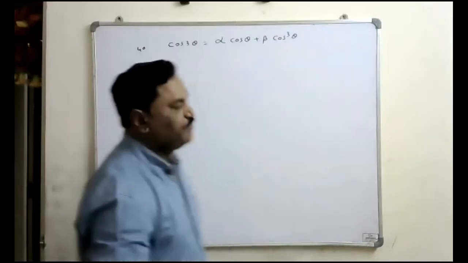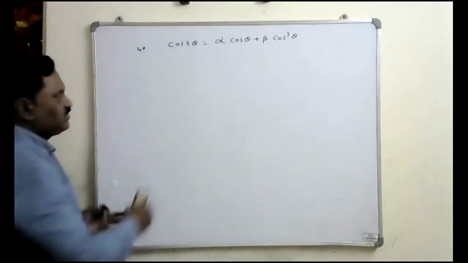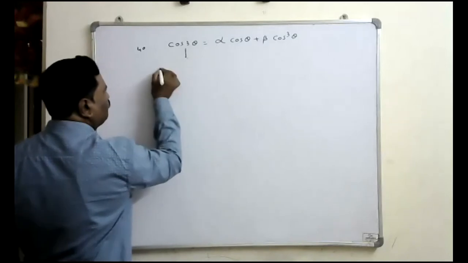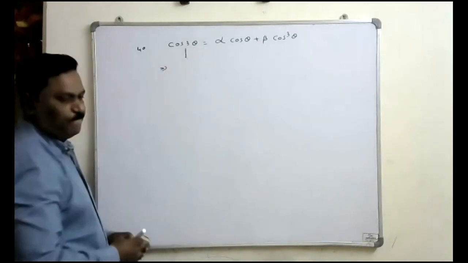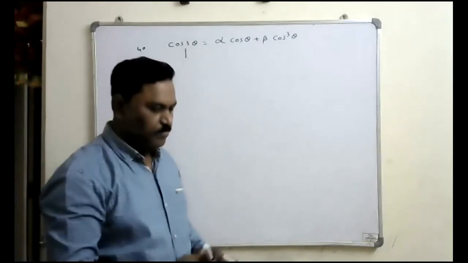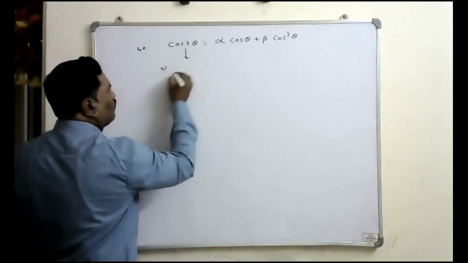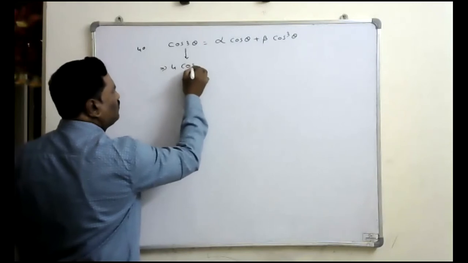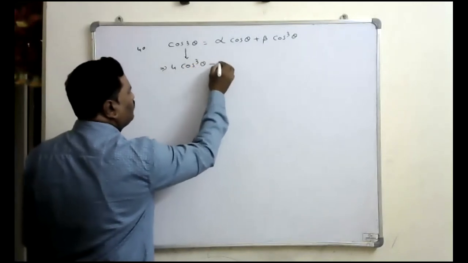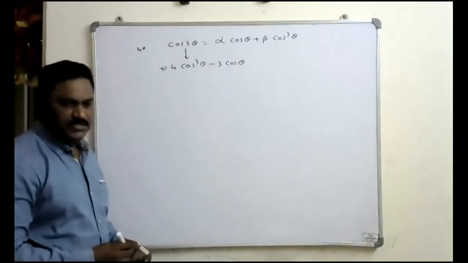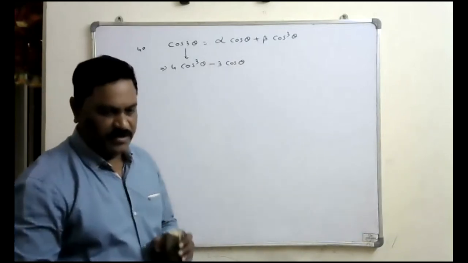To find this, here cos 3 theta was given. Tell me what is the formula for cos 3 theta? Cos 3 theta formula is 4 cos cube theta minus 3 cos theta. This is the formula for cos 3 theta, right?